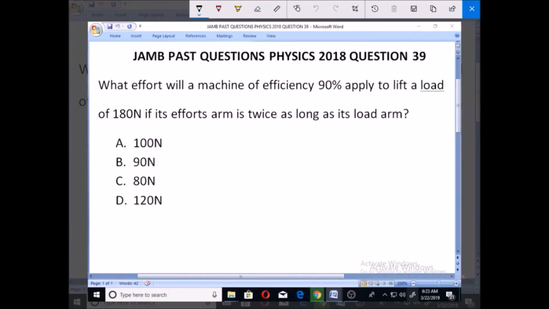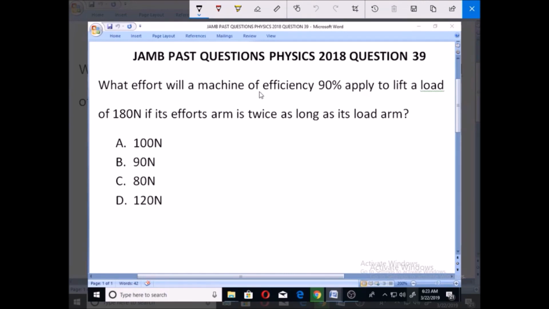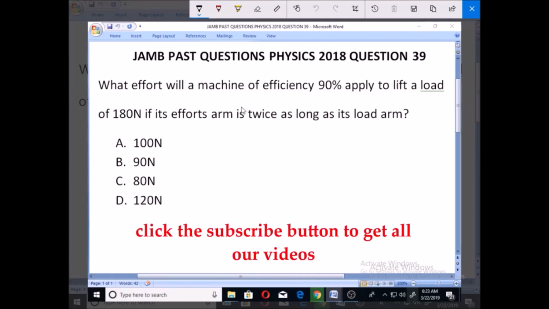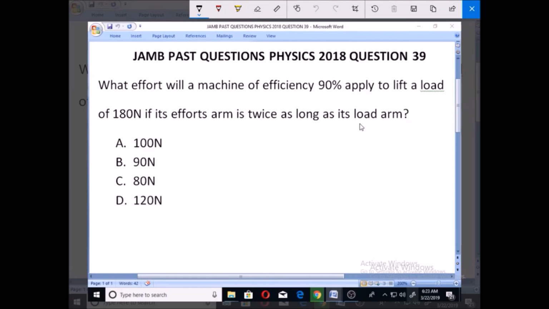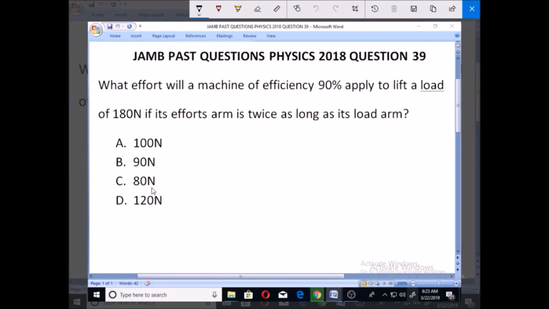Look at this question number 39 for JAMB Past Questions Physics 2018. What effort will a machine of efficiency 90% apply to lift a load of 180 newtons if its effort arm is twice as long as the load arm? A. 100 newton, B. 90 newton, C. 80 newton, D. 120 newton.